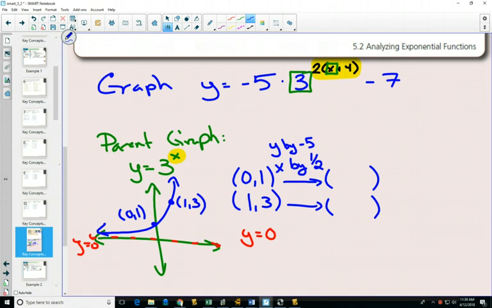And so we can take our points. What's going to happen to 0, 1? It's going to change to 0, -5. What's going to happen to 1, 3? X by a half, y by -5.